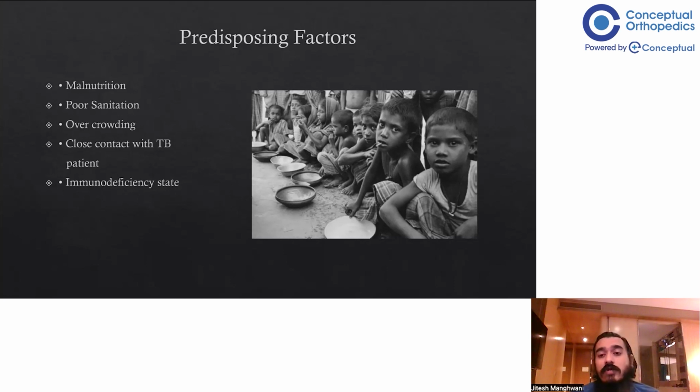The source that we get it from is someone who is carrying it in the lungs. So that infection from the lungs travels to the spine. And especially, this is more prevalent in cases who are immunodeficient. So patients with immunodeficiency get impacted more easily.